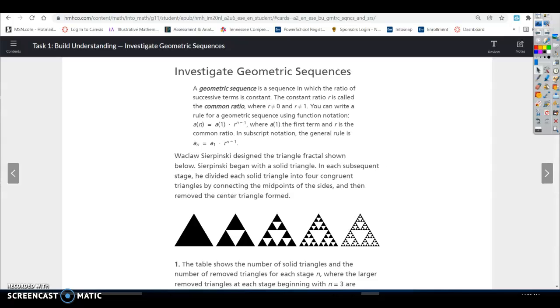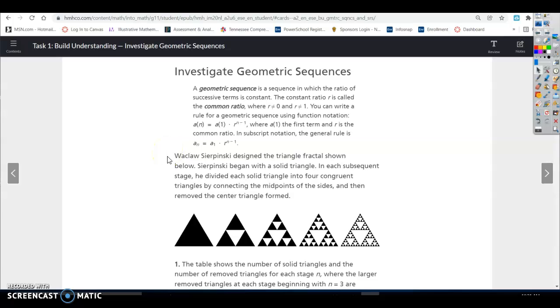A of n equals a of 1 times r raised to the n minus 1 power, where a of 1 is the first term and r is the common ratio. In subscript notation, the general rule is a sub n equals a sub 1 times r raised to the n minus 1. So you have two formulas. Here's function notation and here's subscript notation. They both are the same formula, just different notation. So you would get the same answer no matter which formula you use.